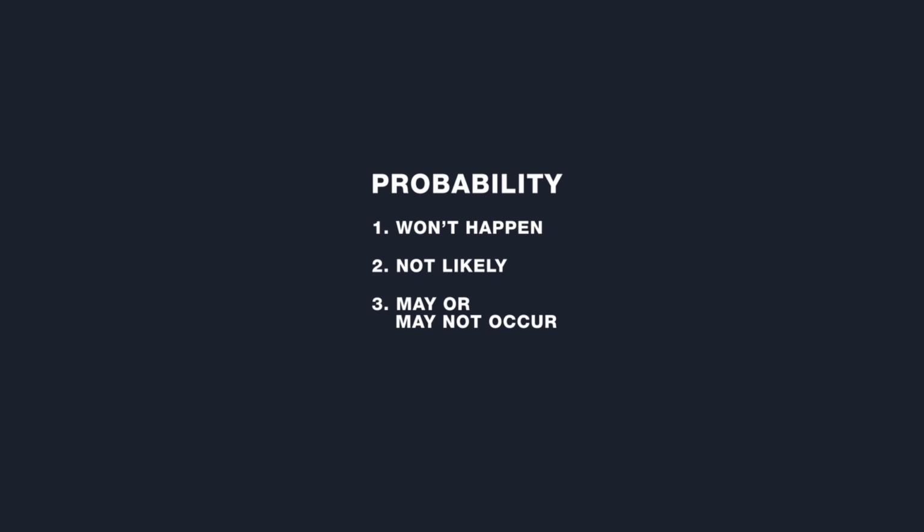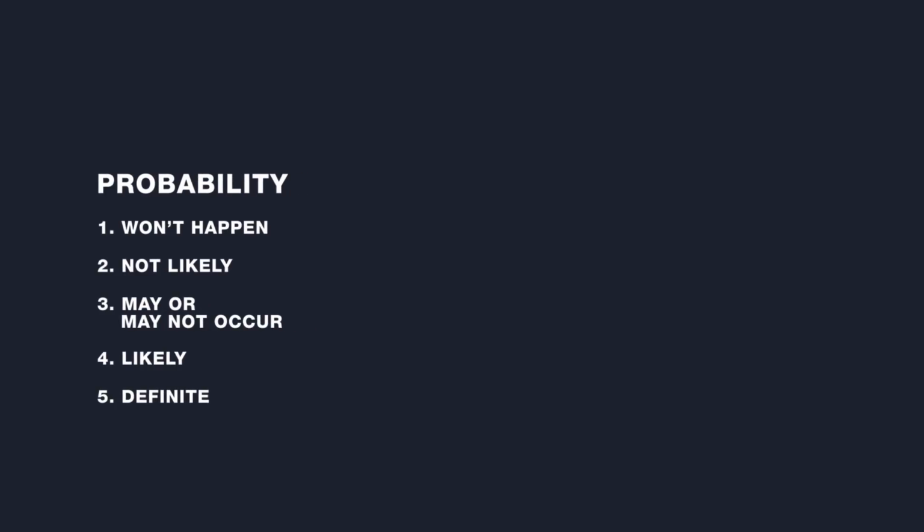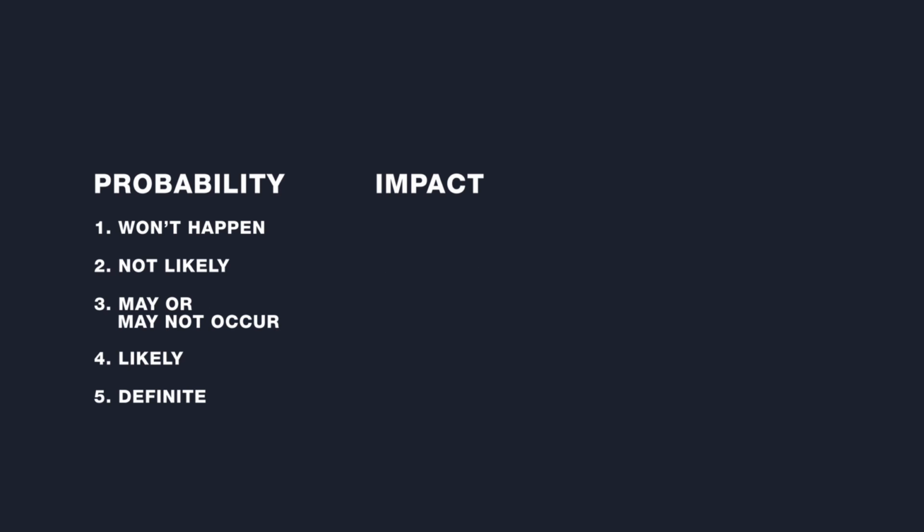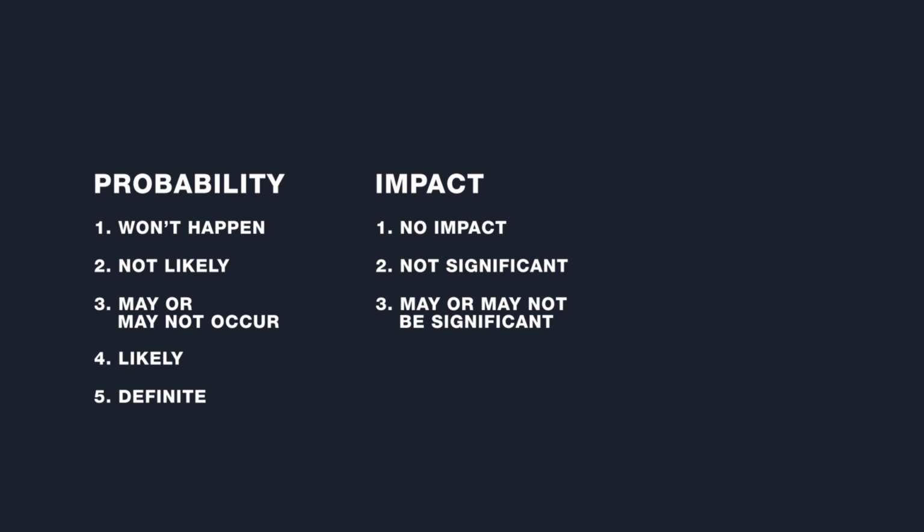For a more sophisticated analysis of risks, the probability, impact, and ease of detection can be used with a scale of 1 to 5 for each. For example, the probability scale can be 1, won't happen, 2, not likely, 3, may or may not occur, 4, likely, 5, definite. The scale for the impact could be 1, no impact, 2, not significant, 3, may or may not be significant, 4, significant, 5, severe.